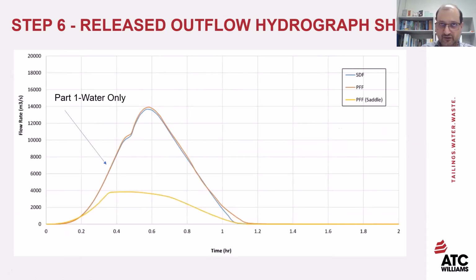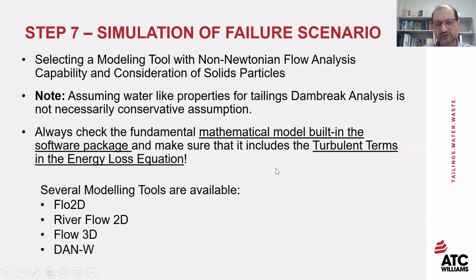If you have a large water pond sitting on top of the tailing, or a water pond next to the embankment, that will be released first after the dam break scenario, so the first part of the hydrograph will be water only. As you see in this hydrograph, up to this point is water only, and then the second part of the hydrograph will be tailings and water.